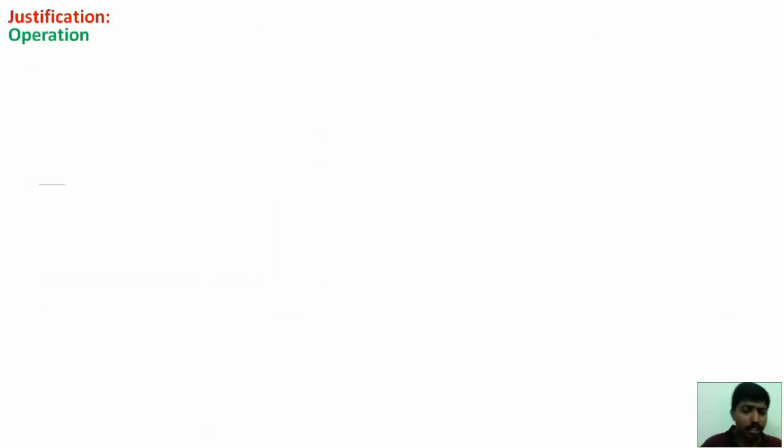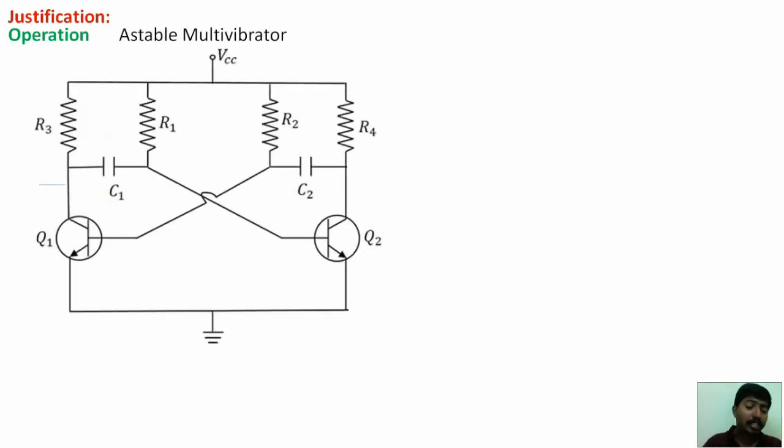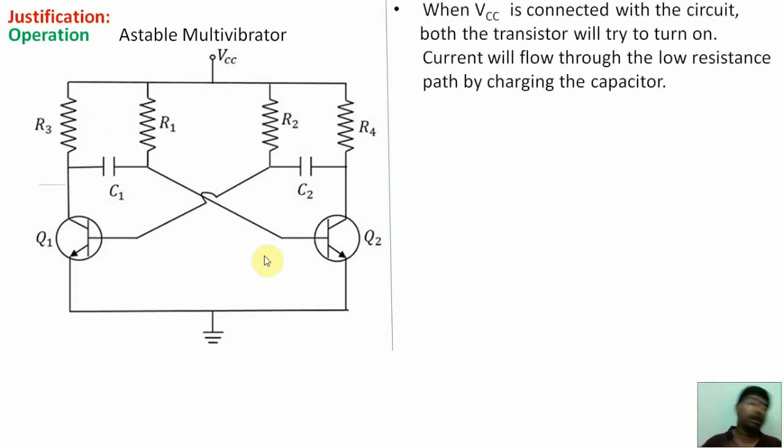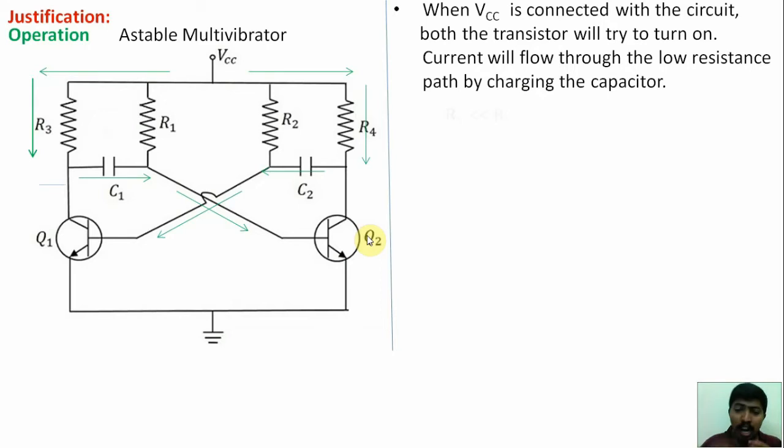Operation. First we will discuss the astable operation. This is the circuit diagram of the astable multivibrator. Here are two RC coupled transistors. When the VCC supply is connected to the circuit, the transistors Q1 and Q2 will try to turn on. The current will flow through the low resistance path by charging the capacitor. The current will flow from here and also from this path. Because the R3 value is very much less than R1, it chooses this path. And also R4 is very much less than R2, so it chooses this path.